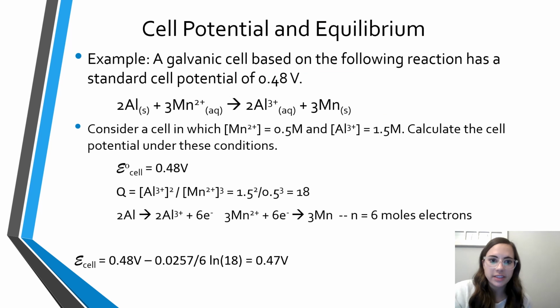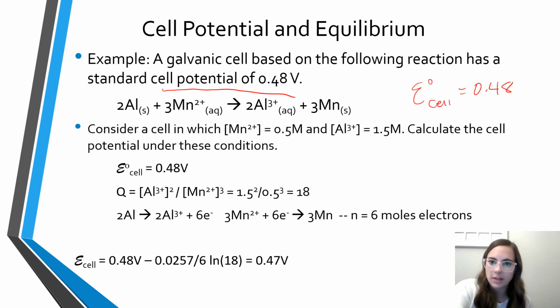All right, guys, so let's look at this example. So we have a galvanic cell based on the reaction of aluminum and manganese. And manganese is being reduced, aluminum is being oxidized. Now, if we were given the standard reduction potentials for each of those half reactions, we could calculate the standard cell potential. In this particular problem, we are given the standard cell potential, and we're told it's 0.48. So that's when they're at 1 molar, remember. So we're told manganese this time is at 0.5 molar and aluminum is at 1.5 molar.